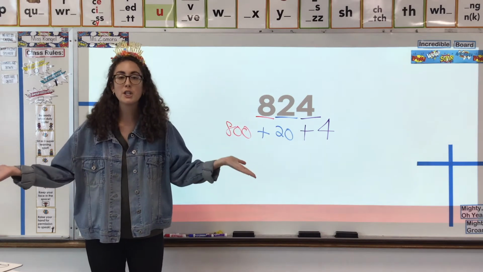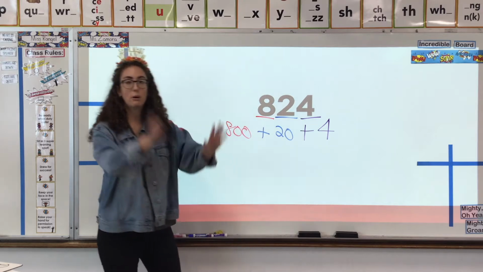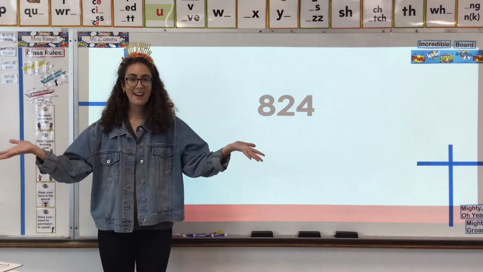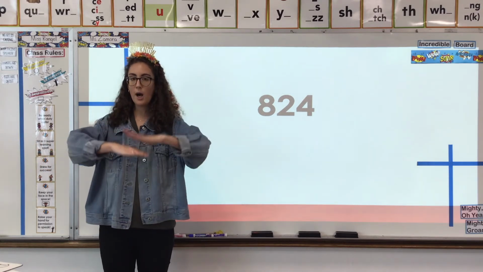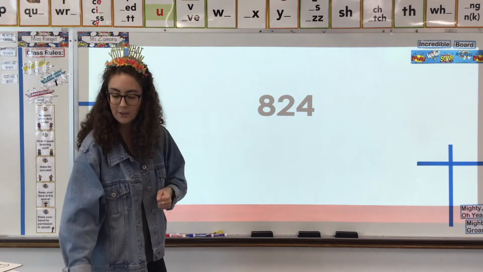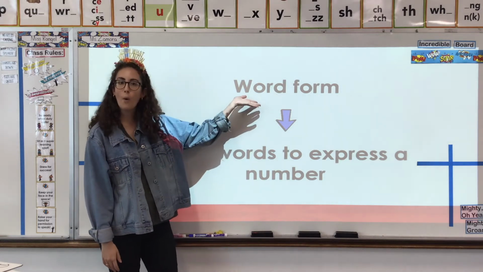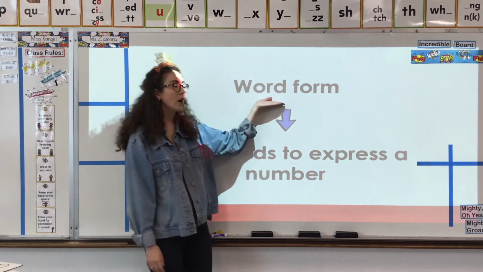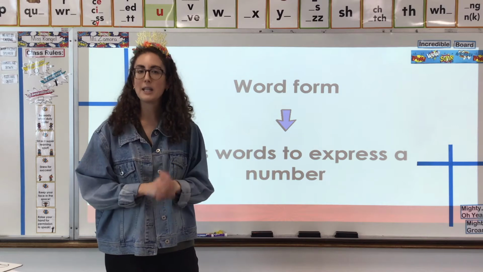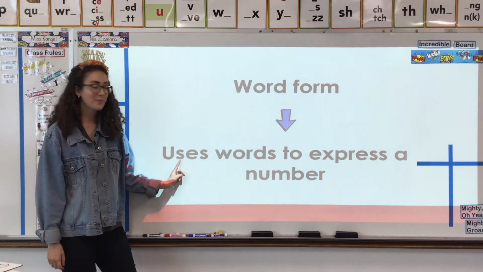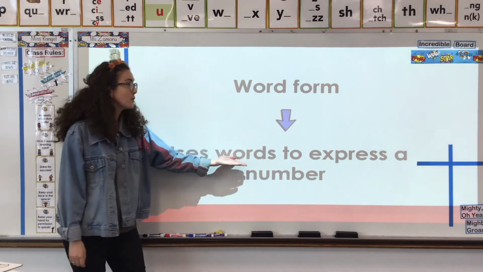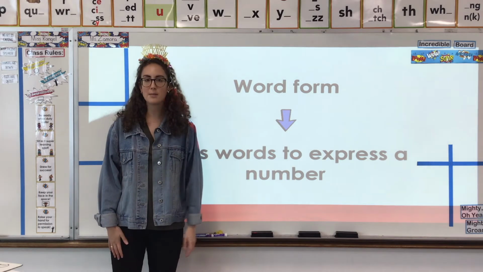So, in order to learn our last form, we've all got to reset that board. So can you reset? So that was expanded form. Can you pause your whiteboard right now? Just have a nice pause, make sure it's resting. So we can learn about word form, our final form, word form. And guess what? Word form is exactly how it looks. In word form, we use words to express a number. So we're using words just like the name says.